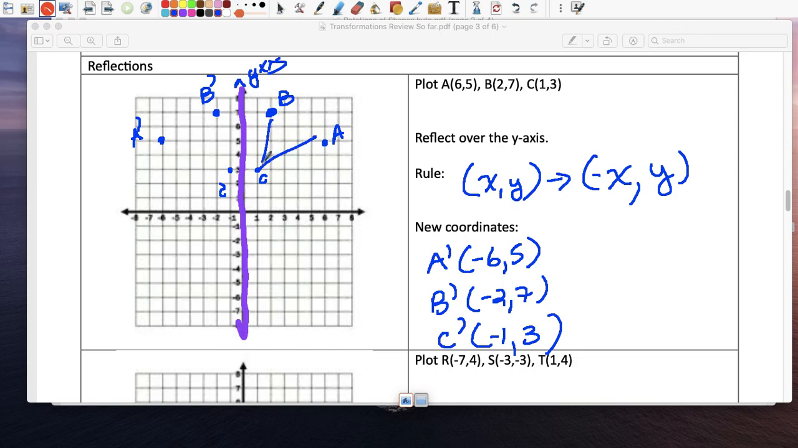Notice, again, this is a reflection over the y-axis, where the x coordinate changes, but the y coordinate stays the same. Okay? And remember that the only thing that changed here was the orientation. Sorry, and the location too. So that's a reflection over the y-axis, and this is your rule.